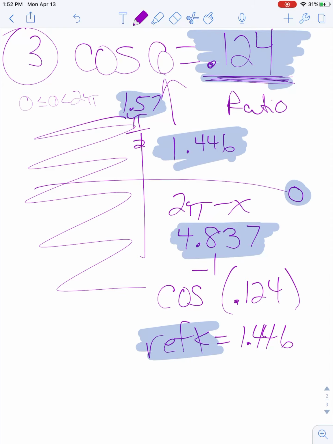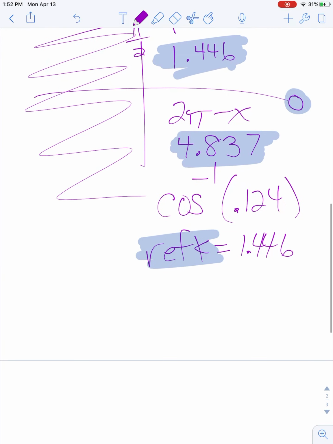Now think about this, because with radians, again, if I do a quick sketch, this is 0, this is pi, which is approximated to be 3.14. This is half of 3.14, which is 1.57.